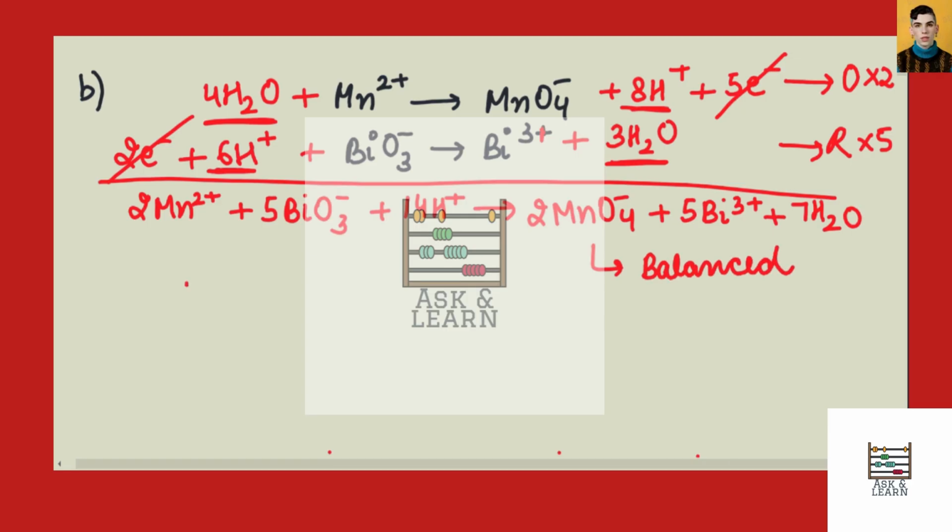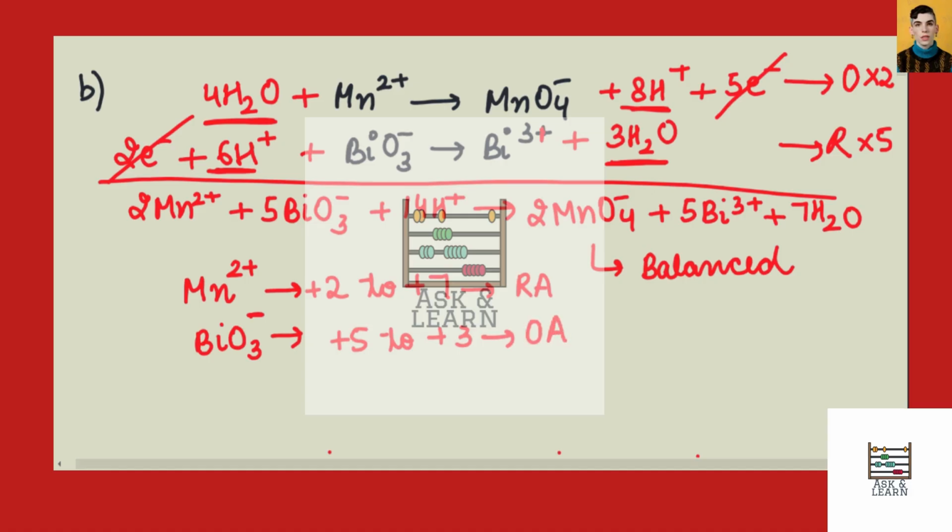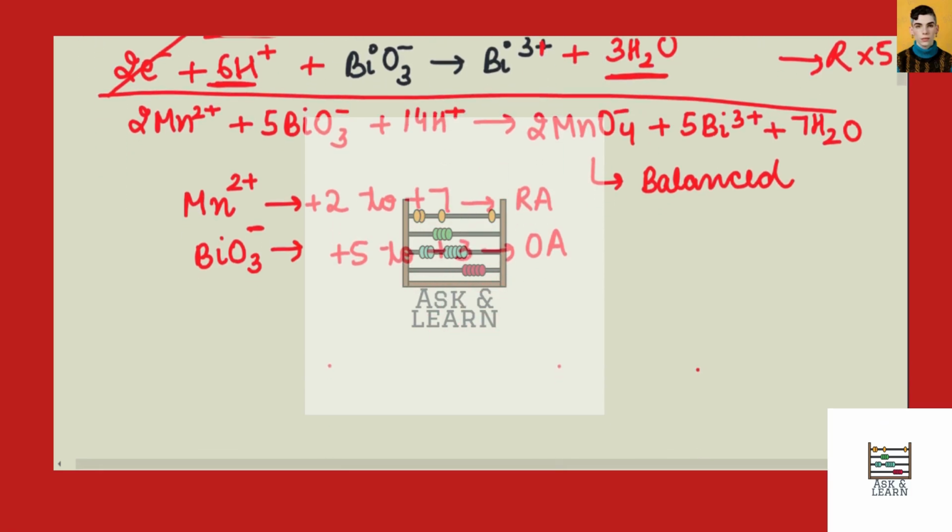And now we will look at the oxidation state of manganese 2 positive, which goes from plus 2 to plus 7, which means this is our reducing agent since it's getting oxidized and reducing others, whereas BiO3 negative will go from plus 5 to plus 3 oxidation state, and therefore this is the oxidizing agent since it's getting reduced and oxidizing others. So yeah, that's part B.